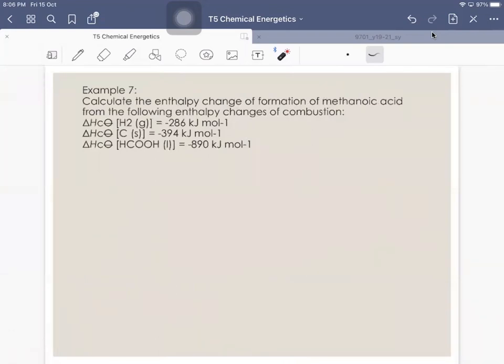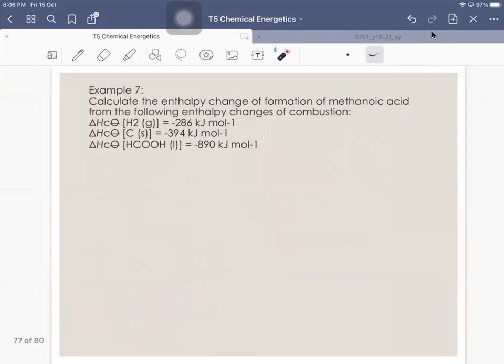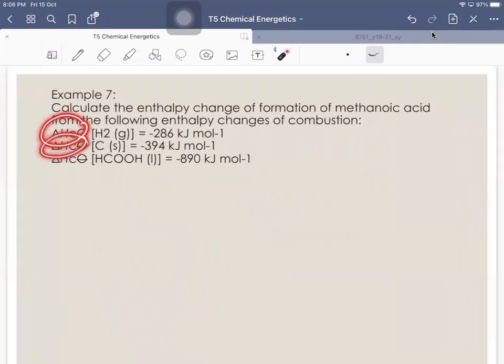Next question is example 7. Calculate the enthalpy change of formation of methanoic acid from the following enthalpy changes of combustion. So they give us the values for enthalpy change of combustion of hydrogen, carbon, and HCOOH. That's fine. We can work out the equations for that, equations A, B, C. The main question is the formation of methanoic acid. So that is the X that we want to find. And you notice that they didn't give the equation for us, but it's not the end of the world because you have already learned the definition of enthalpy change of formation. So you should be able to write it down.